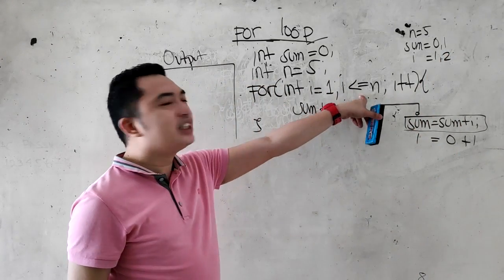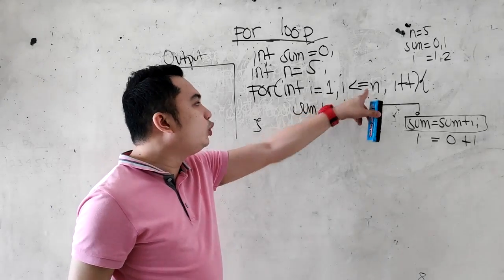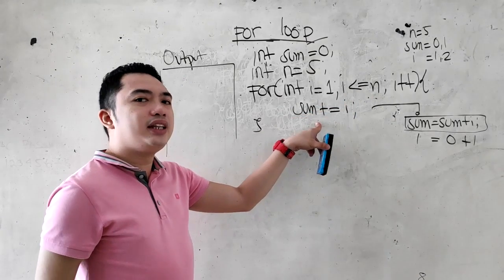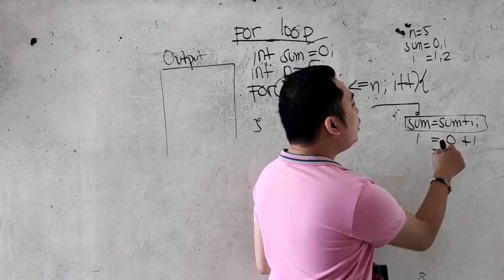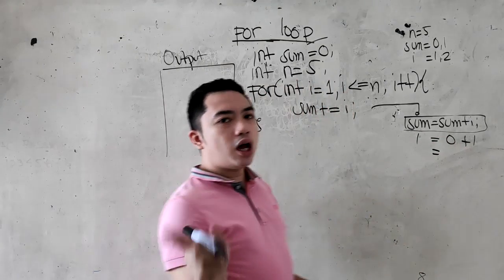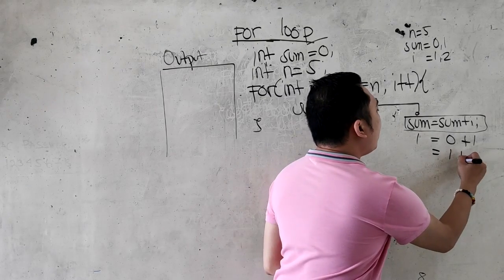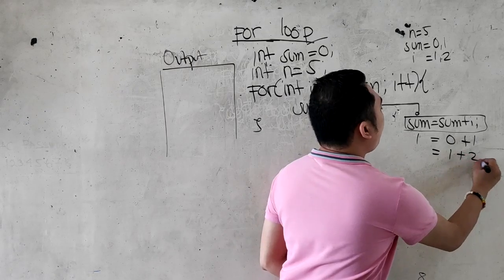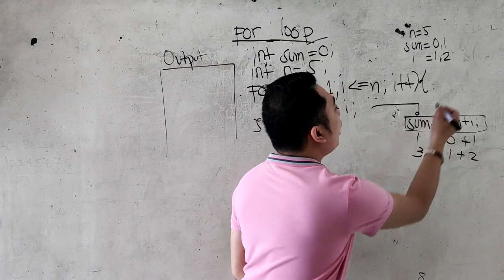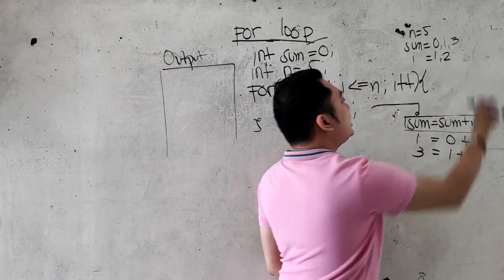So 2 is lesser than equal to 5. That is still true, so we execute the statement sum plus equals to I. So this is the same. Our current value of sum is 1, and our current value of I is 2. So 1 plus 2 is 3. So our new value of sum is 3.